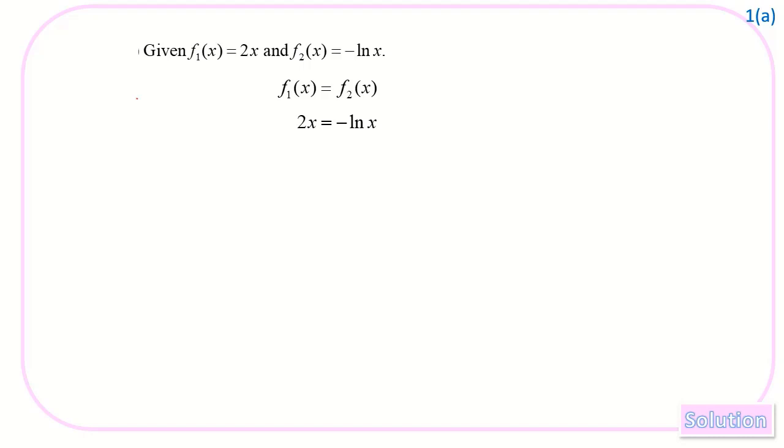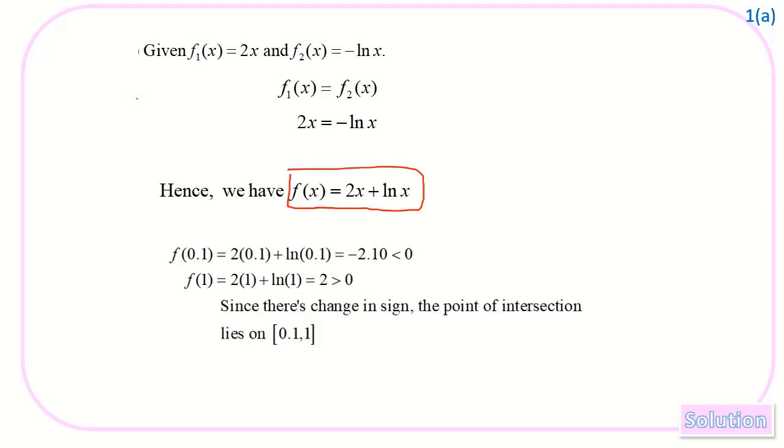For part A, we have to show that there is an intersection point on the interval of 0.1 and 1. So before we proceed, we have to rearrange and get the function f(x) as 2 plus ln x, and then we proceed with the algebraic approach. Okay, since we notice that there is a change of sign, one is negative 2.10 and one is 2, so we make the conclusion that there is a point of intersection, so there is a J1 for the conclusion.